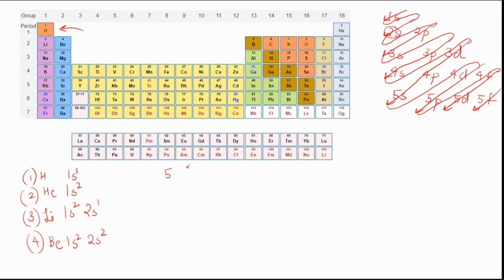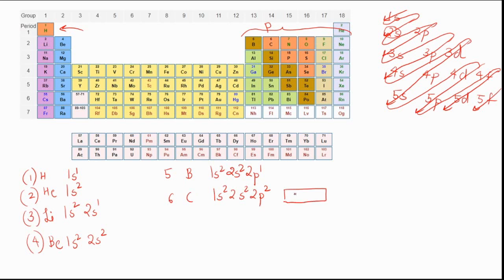Then I have boron. So boron will be 1s2, 2s2, and the next electron, filled after 2s, will be in 2p. So 2p1. Now boron is in the P block, so the electrons have started filling in the P block. After that, if we have carbon, the electrons will keep filling in the P orbital successively. So this will be 2p2 for carbon.